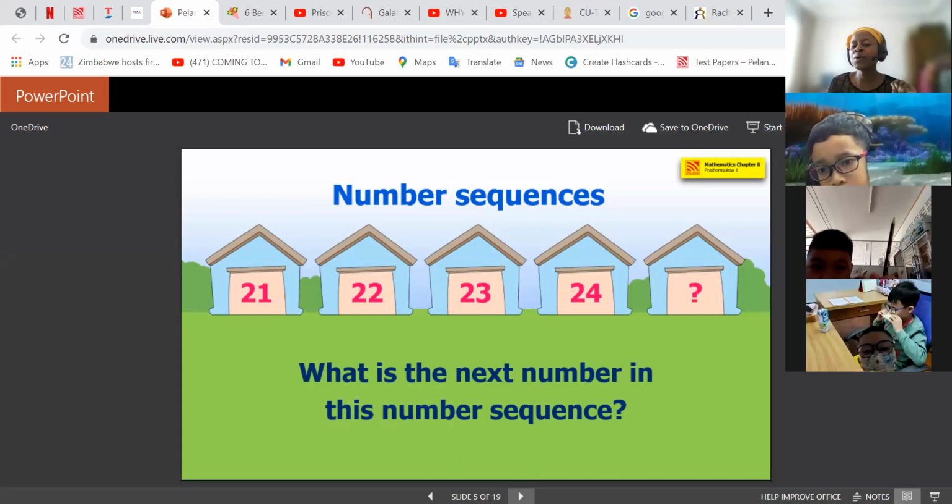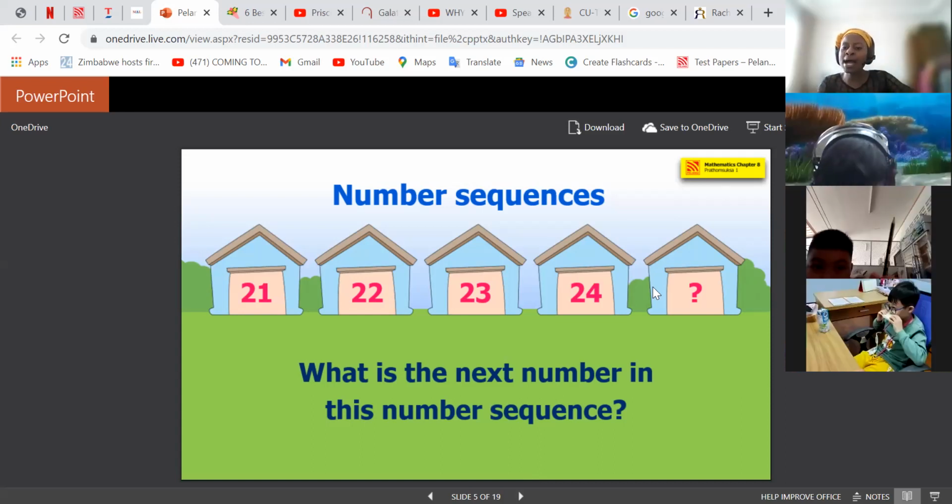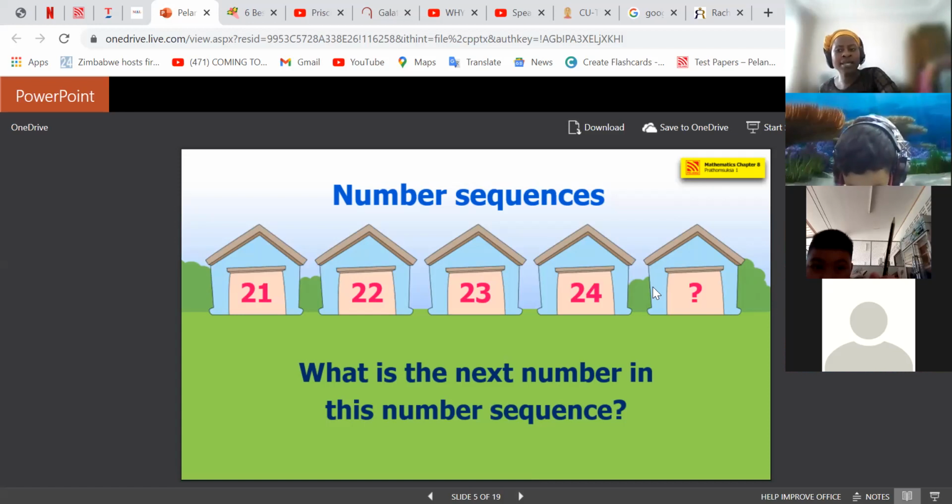All right. So the example here that we have is saying 21, 22, 23, 24, right? The next number will be what? We are going forward by one, one, one, one. We are increasing by one. 21, 22, 23, 24, and then dash. What is the next number? 25. 25, right?